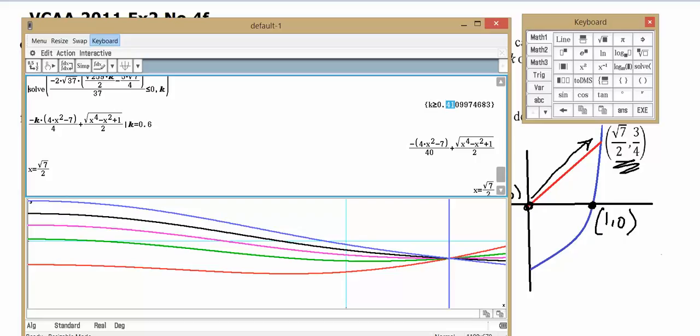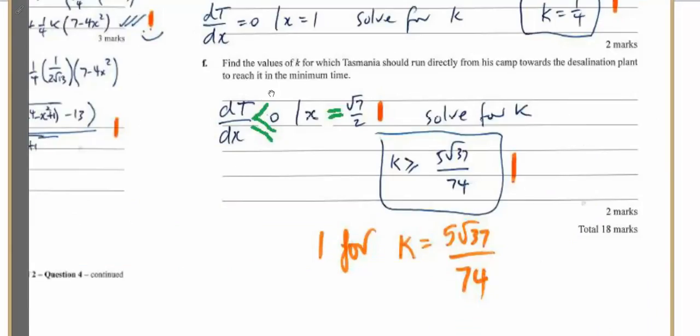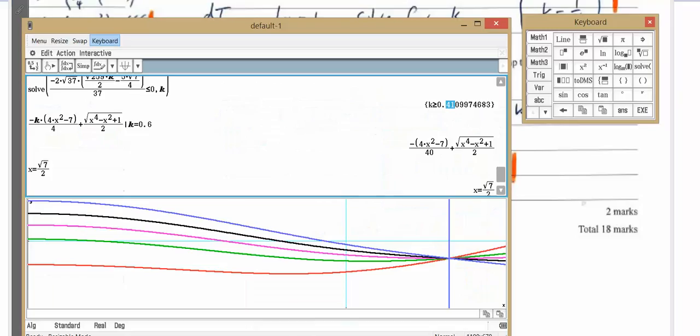So in actual fact, in this question, what I'd like is for the gradient to be negative when x equals root 7 on 2. So the gradient is equal to or less than 0. Why do I want it to be less than 0? I want it to have a negative gradient, because if it has a negative gradient, it means that over here it will have the smallest time.